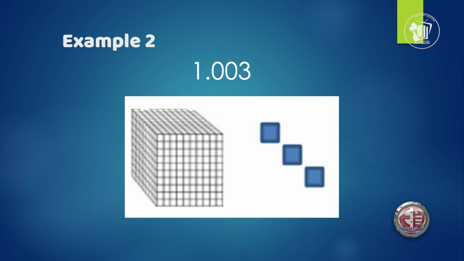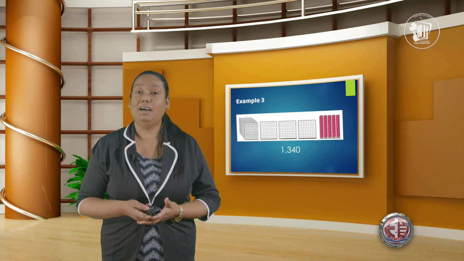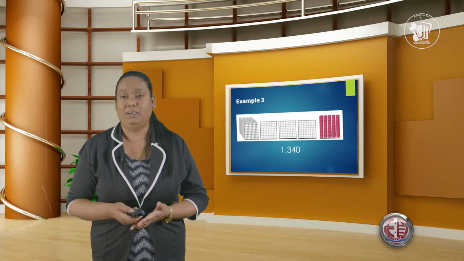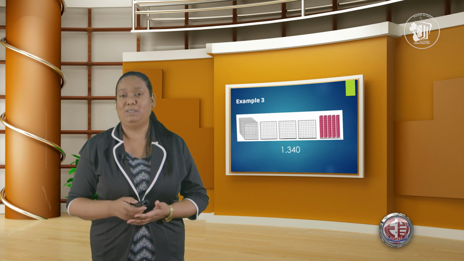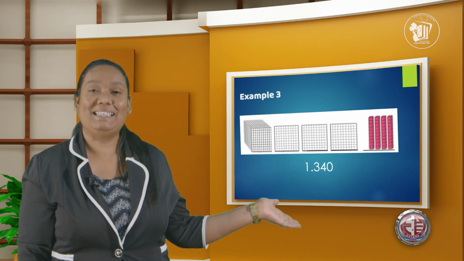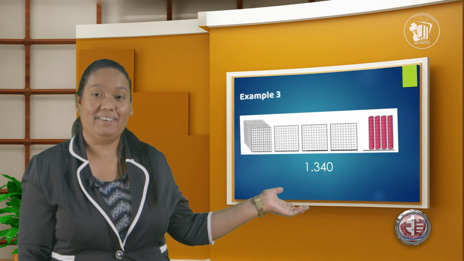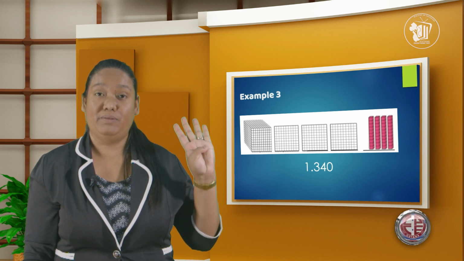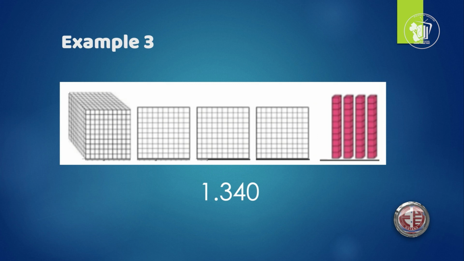Now, let us try changing things up a little bit. What if we were given the models instead and we have to determine the decimal number? Would you be able to do so? Let us look at an example. Can you state the decimal number being modeled here if we have 1 large cube, 3 flats, and 4 rods? If you said 1.34, you are absolutely correct.